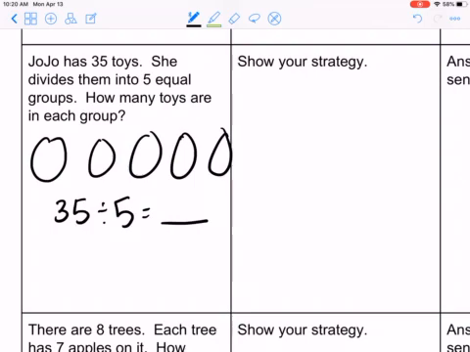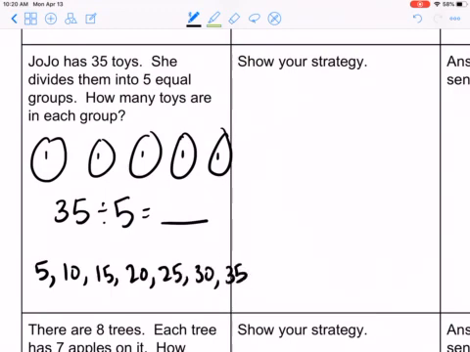Now we could skip count. We could go and put 1 in each group, but when we get to bigger problems, that's going to take a long time. So I'm going to skip count by 5 until we get to 35. 5, 10, 15, 20, 25, 30, 35. So we skip counted by 5. 1, 2, 3, 4, 5, 6, 7 times.